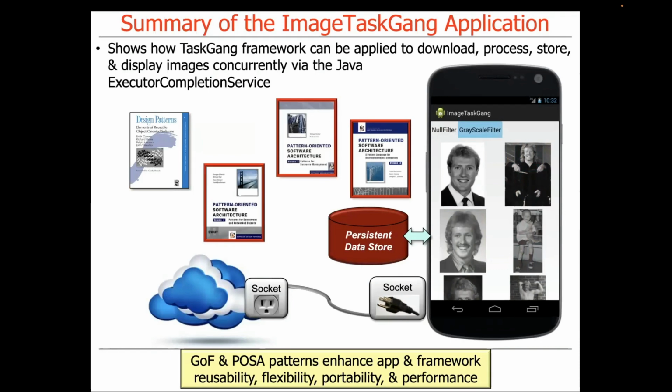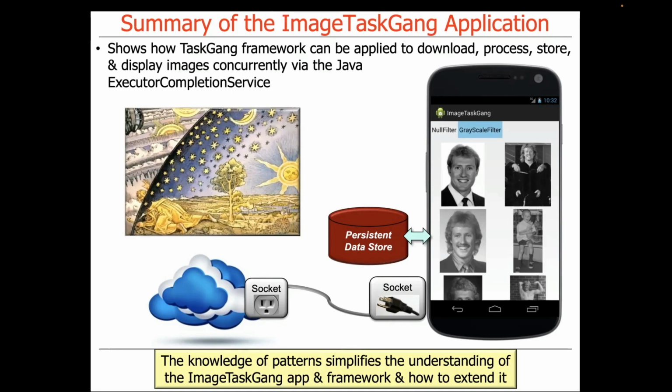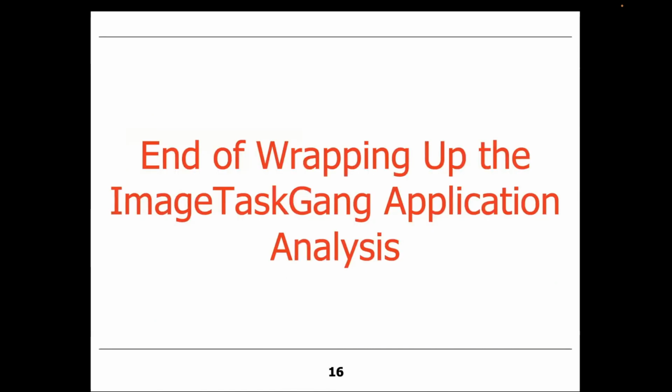So once again, this gives us some improvements over not using a pattern-oriented design. In general, using patterns simplifies how you understand software, and specifically, this is for the ImageTaskGang app and the framework. And also, patterns help to see how to extend it. We didn't really talk a lot about extensibility, but it's trivial to add new types of processing. You can inherit from TaskGang and override various hook methods to get a totally different concurrency model. It's easy to change, adding new filters just by subclassing from the filter class and connecting together with the decorators, and so on and so forth. So that wraps up our analysis of the ImageTaskGang application.